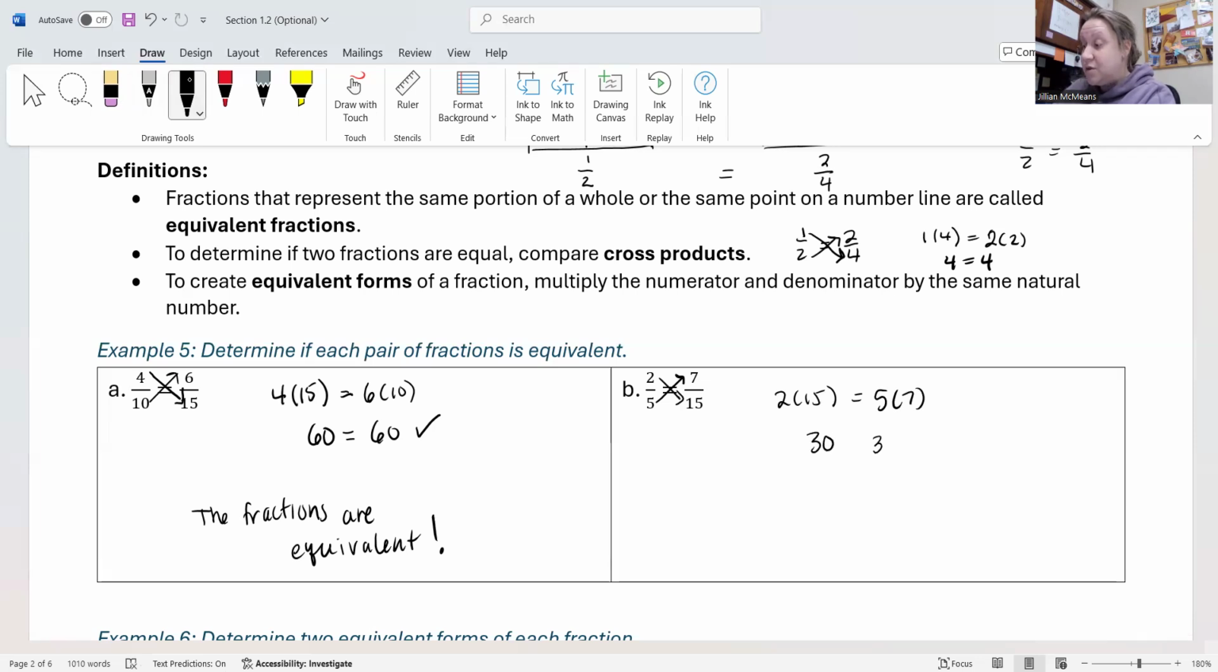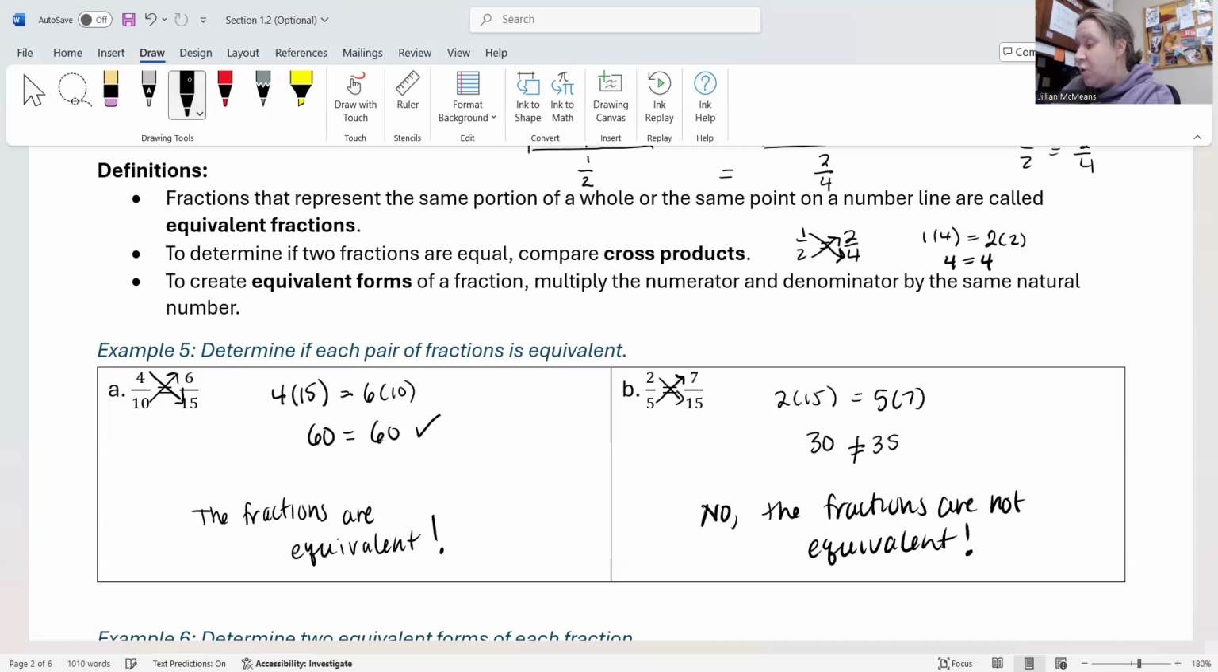5 times 7 is 35. These cross products are not equal. If the cross products are not equal, the fractions are not equal. So no, the fractions are not equivalent.